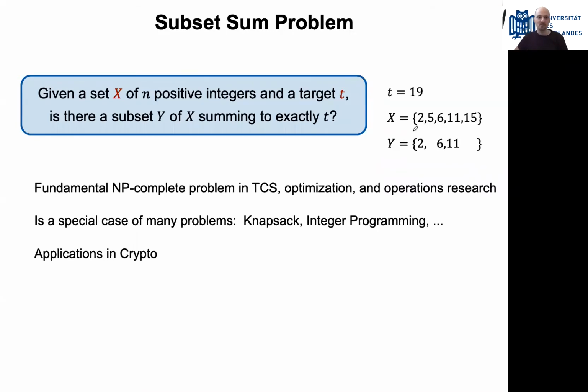Subset sum is the most fundamental NP-complete problem at the intersection of theoretical computer science, optimization, and operations research. It draws lots of its importance from being a special case of many other problems. So it's a hard special case of the knapsack problem, integer programming, and lots of other problems. And it has applications in modern crypto, because in lattice-based crypto, one of the important problems is called short integer solution, and this is a variant of subset sum.